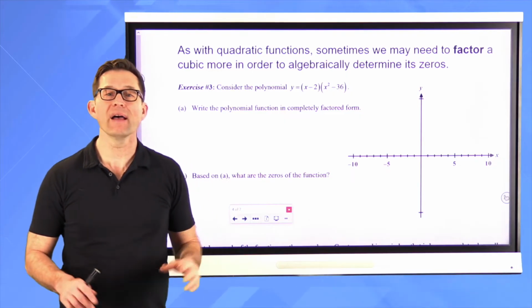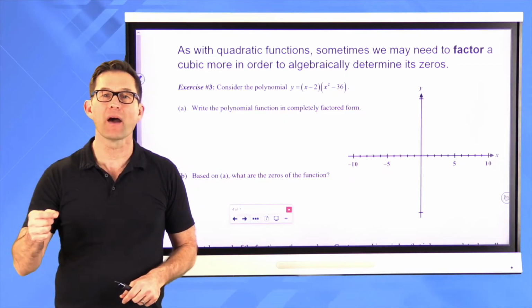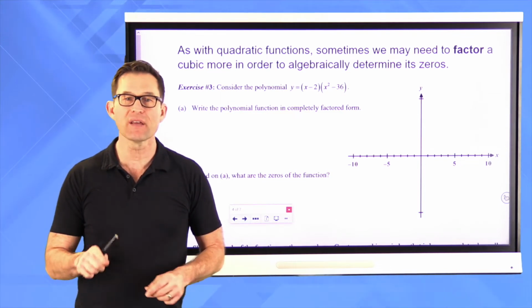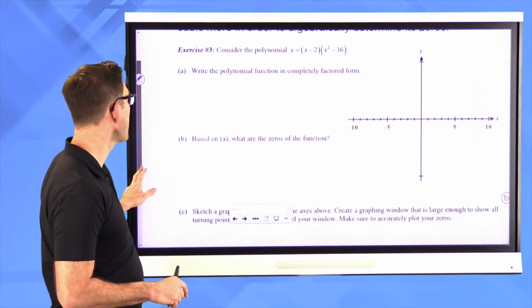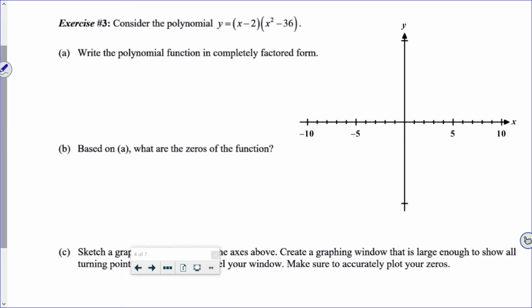Okay, now as with quadratic functions, sometimes we may need to factor a cubic a bit more in order to algebraically determine its zeros. So let's take a look at a few examples like that. Exercise number 3. Consider the polynomial y equals x minus 2 times x squared minus 36. Letter A, write the polynomial function in completely factored form.